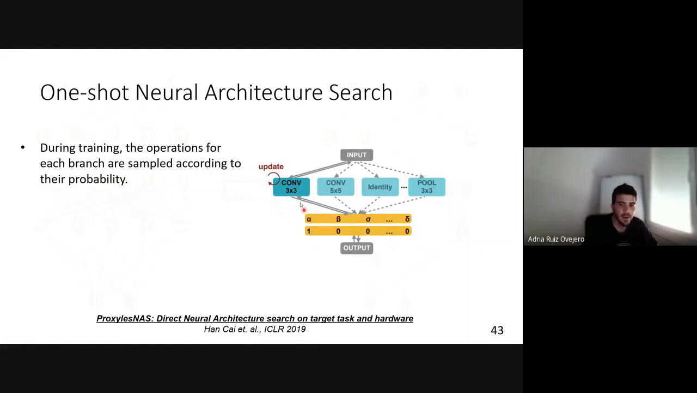So if selecting this convolution 3-by-3, we get a very bad performance, this alpha, which determines the probability of selecting this, will go lower. But if the accuracy is good, it will go higher, right? So this is the basic idea.